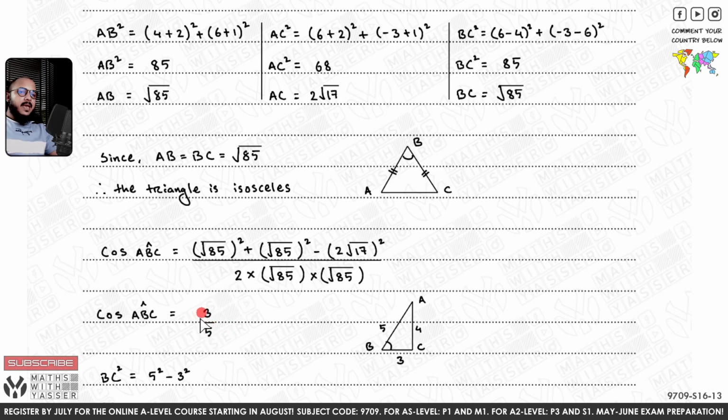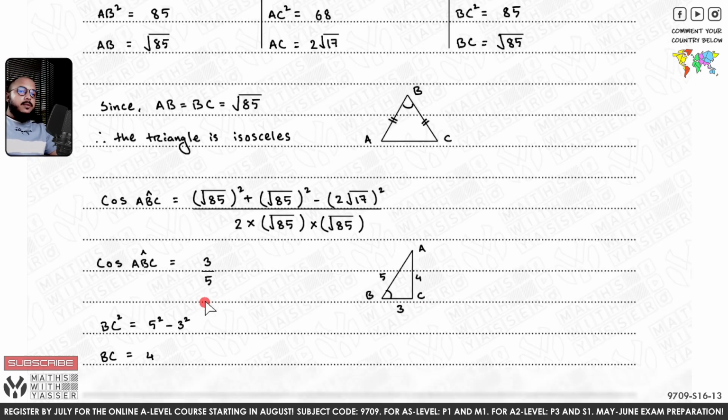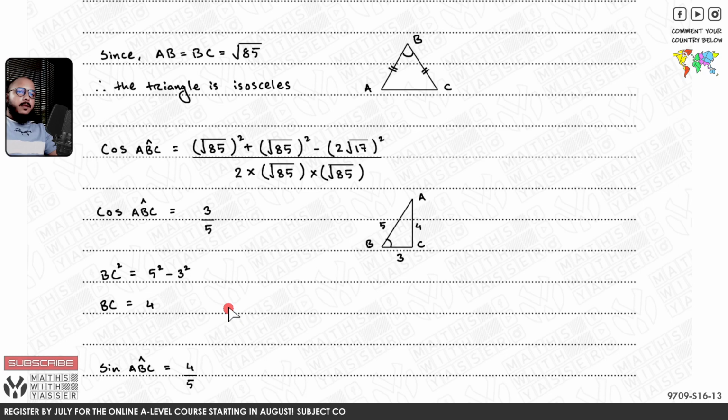So with the help of this, I can understand that this is again a right angle triangle, because if the adjacent is 3 and the hypotenuse is 5, that must mean that the other side will be 4. If you are very confident about the 3-4-5 right angle triangle, that saves you a lot of time. So the opposite squared is equal to 5 squared minus 3 squared, which is 4 squared. This is what I have explained also. Now sin ABC is equal to 4 over 5.